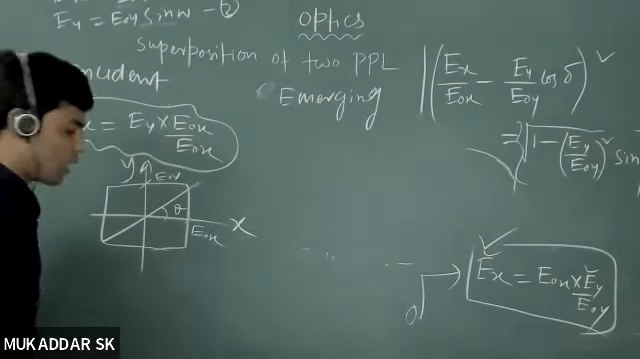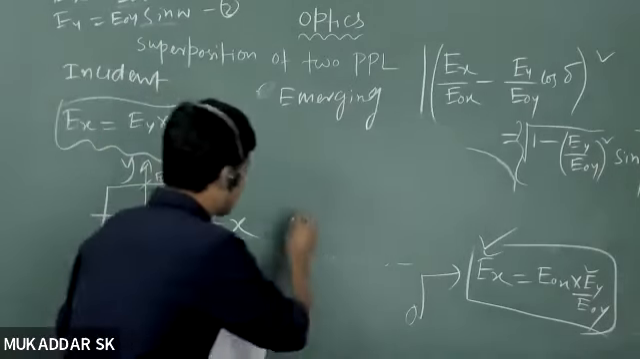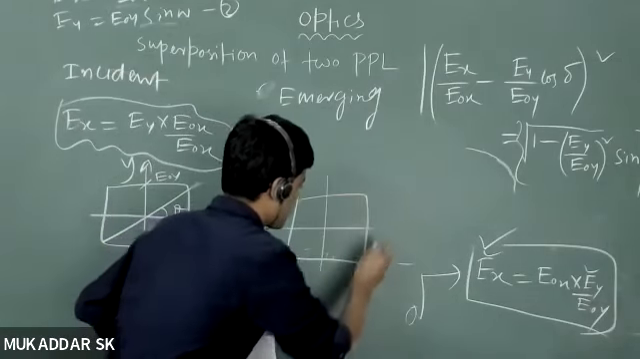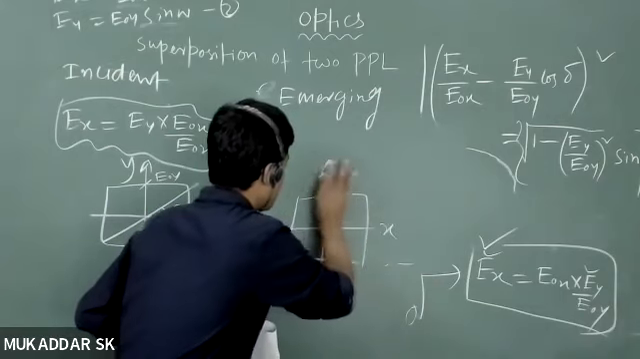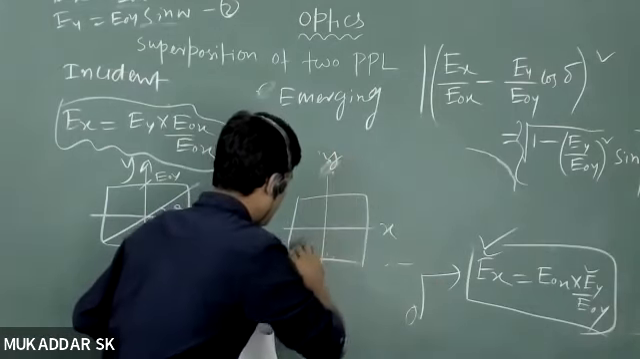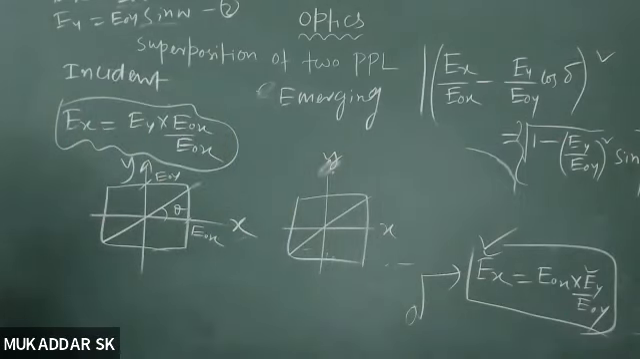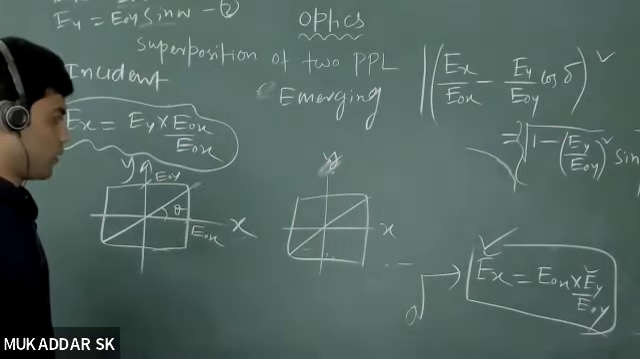आउट इमर्जिंग रे का प्रोफाइल किस तरह की हो जाएगा? It will be exactly same as incident ray, when the phase difference between two rays is of the order of 0 or 2 pi or 4 pi.